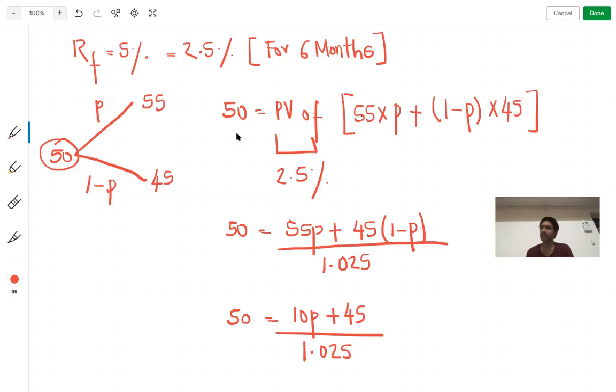Right? So we equated LHS and RHS as 50 is equal to the present value of the expected cash flow. The expected cash flow is 55 into P plus 1 minus P into 45, which is the downside. So we get an expected cash flow lying between 55 and 45, and we discount this using a discount rate of 2.5%. When we solve this further, 55P plus 45 into 1 minus P, divided by 1.025, gives 50 is equal to 10P plus 45 divided by 1.025. Remember, in the denominator it is 1.025 because of the risk neutral assumption.